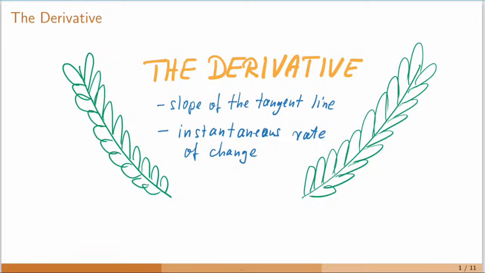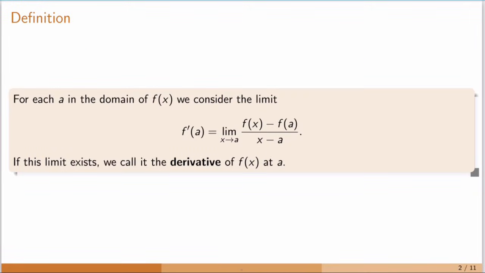definition. So consider a function f of x, and then for each point a in the domain of f, we consider a certain limit. And the limit is, as x goes to a, f of x minus f of a divided by x minus a. And if this limit exists and is a finite number, then we call this limit f prime at a, which we then call the derivative of f at a.